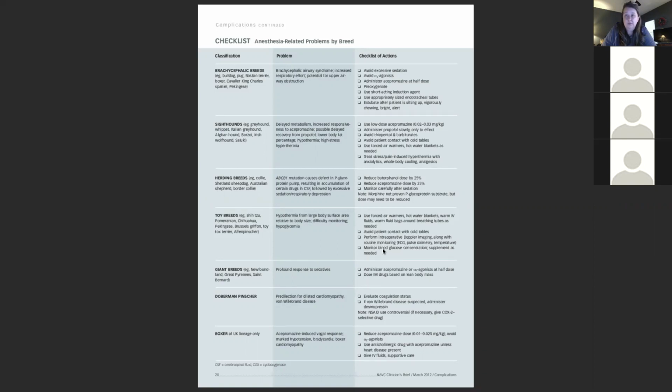dextrose in their fluids if they're too hypoglycemic. Now let me go to the flip side, giant breeds. When you work with the big guys, Newfoundlands, Pyrenees, St. Bernards, Great Danes, they have a very profound response to sedatives. Remember this, burn it into your brain. The bigger the animal, the slower the metabolism, okay?